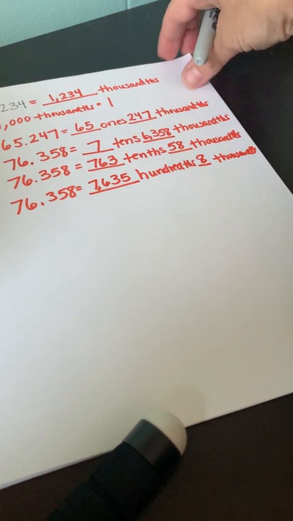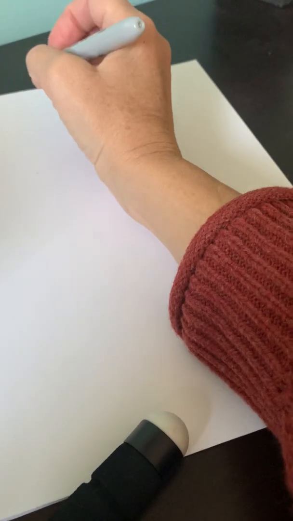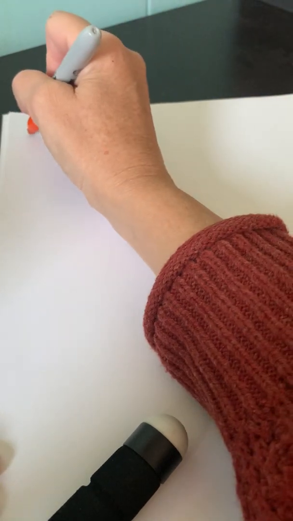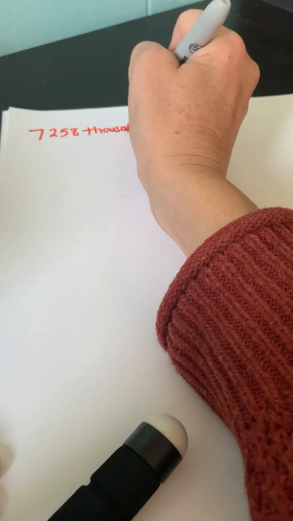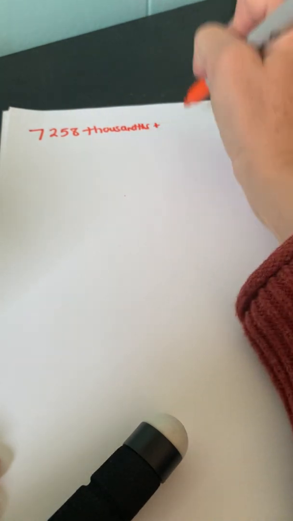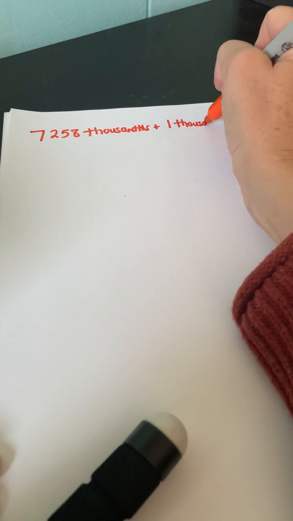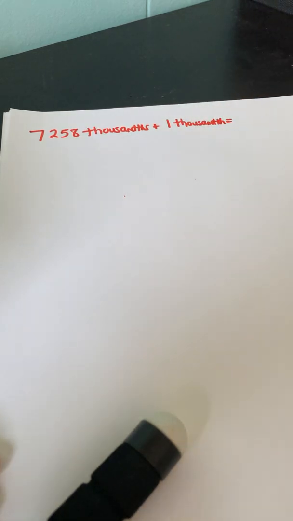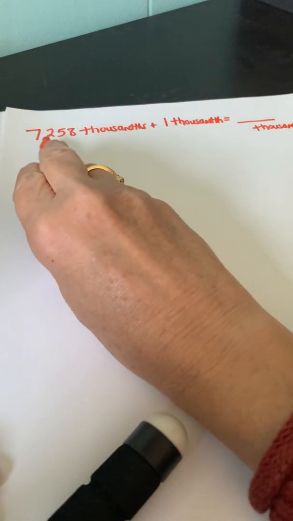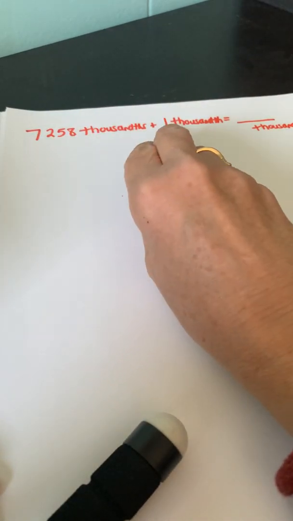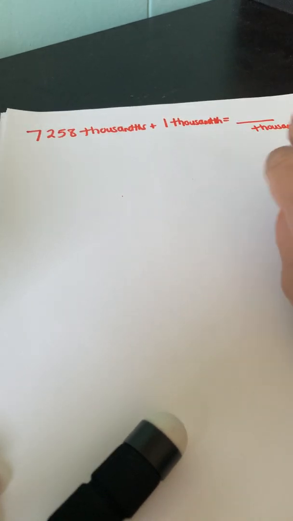Last week, you learned how to add and subtract decimals. And so what we're going to do right now is do a little practicing with that. So on your whiteboard or on a piece of paper, write down 7,258 thousandths plus 1 thousandth equals how many thousandths? 7,258 thousandths plus 1 thousandth gives us how many thousandths?